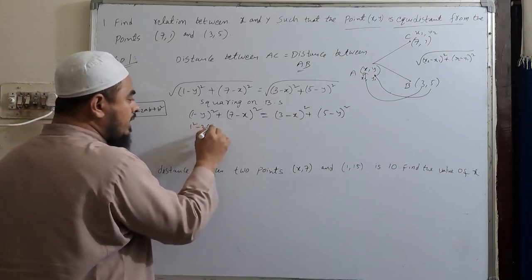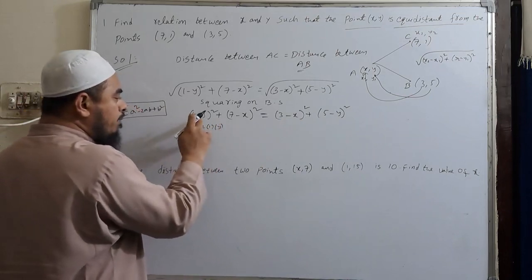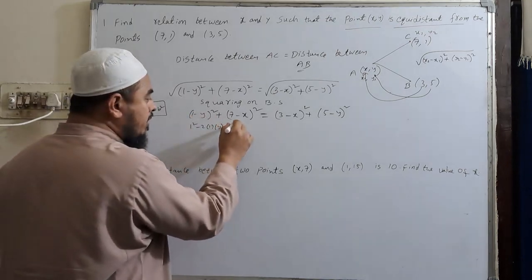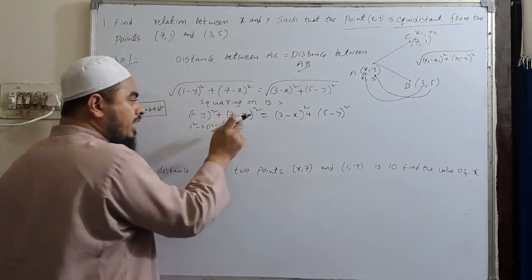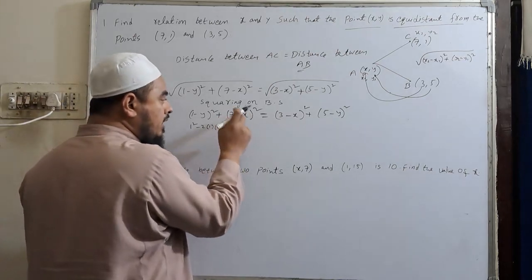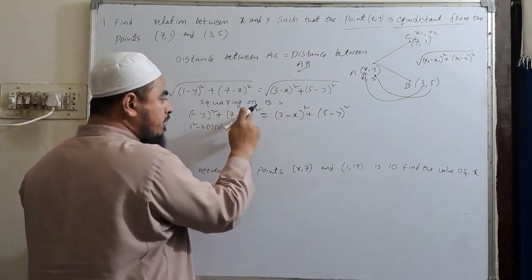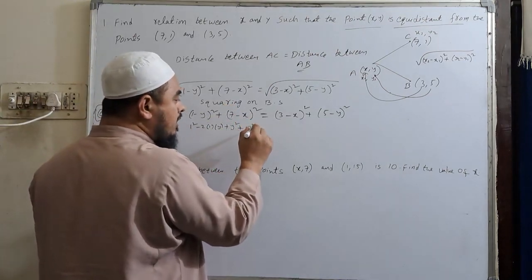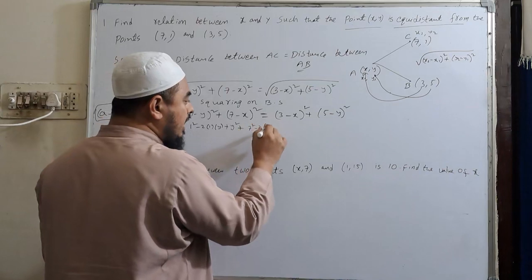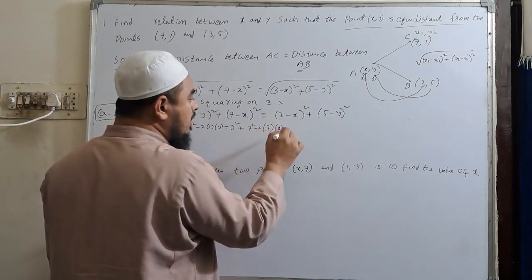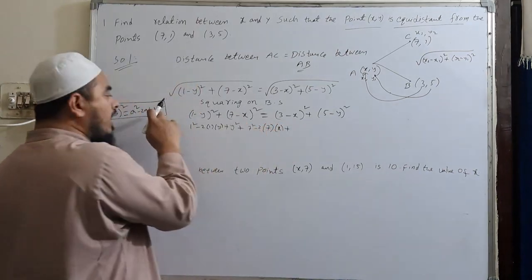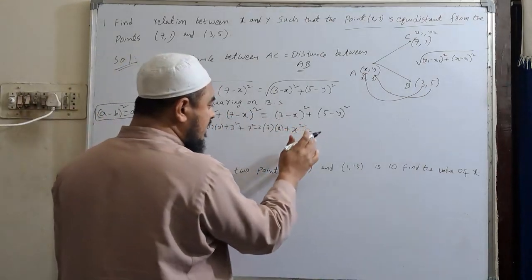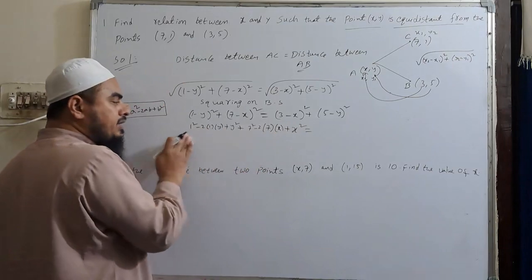minus 2 into 1 into y, that is 2ab, plus y square, that is b square is nothing but y square. Plus, again for this (7 minus x) whole square we have a minus b. A is 7, b is x. A square means 7 square, minus 2a is 7, b is x, plus b square, b is nothing but x, that is x square. That is for the left hand side we got.